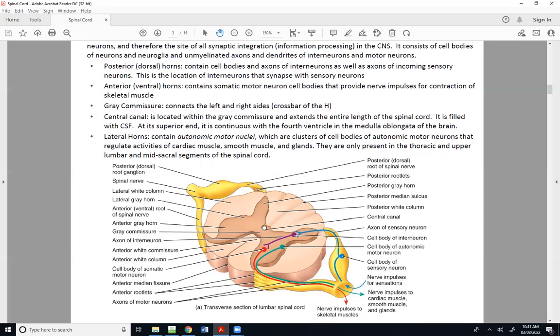And the center of that gray commissure is what we call the central canal. It extends the entire length of the spinal cord and is filled with cerebrospinal fluid. So this is where you'd find those ependymal cells that we just talked about in our last lecture that produce and then circulate the cerebrospinal fluid. At the superior end, the central canal is continuous with the fourth ventricle and our medulla oblongata, something that we'll talk about in our next lecture.